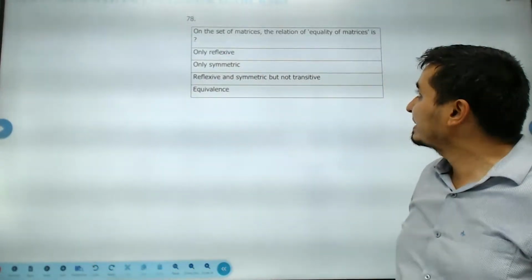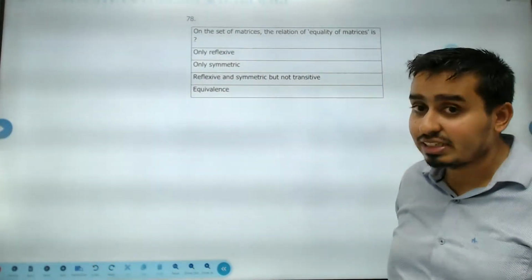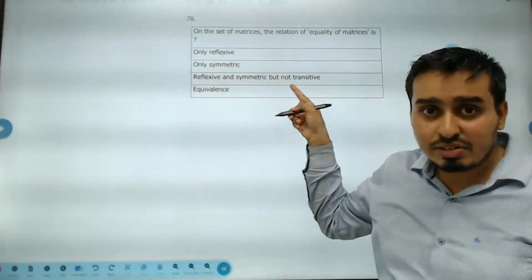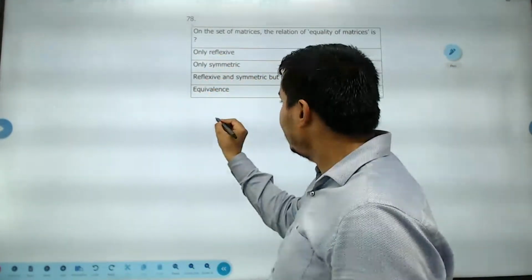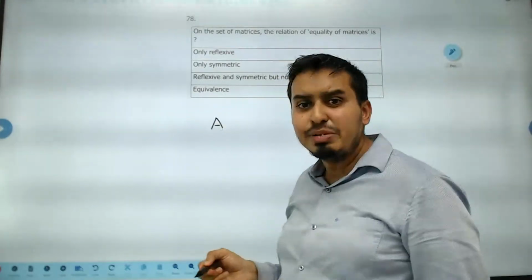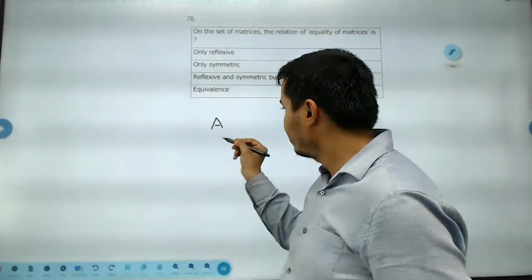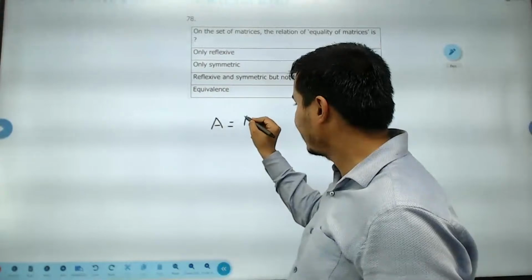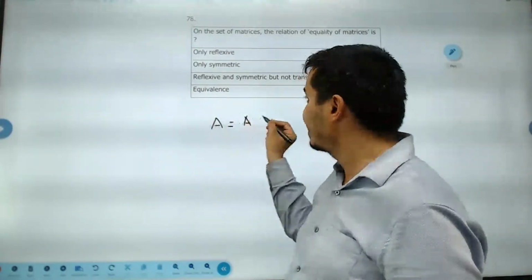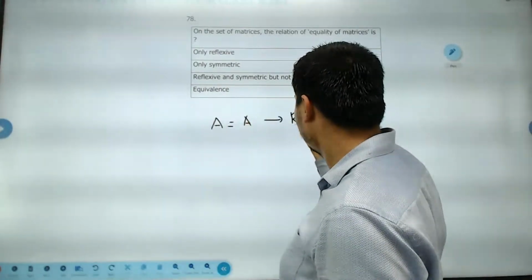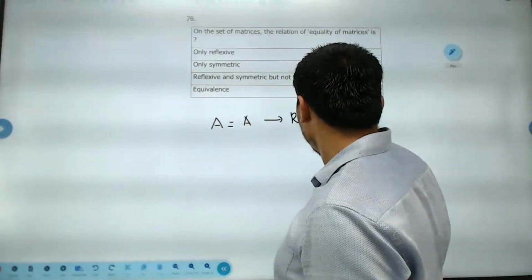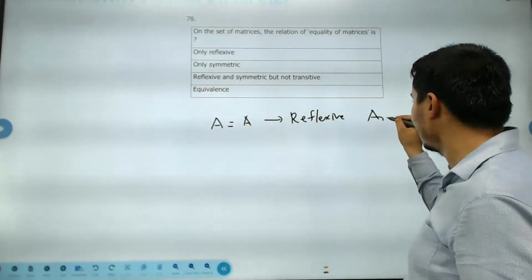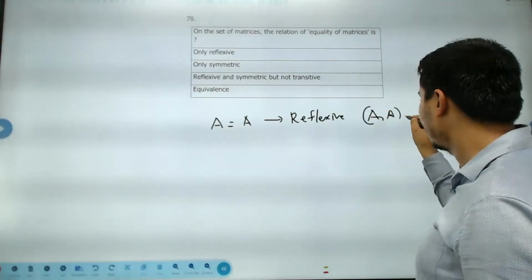On the set of matrices, the relation of equality of matrices is. So there are four options given. So let's analyze this. Now let's say I have any matrix A. Will it be equal to itself? Yeah. Any matrix is equal to itself. So yes, it is reflexive, because (A, A) will lie in R, whatever the relation is, right?